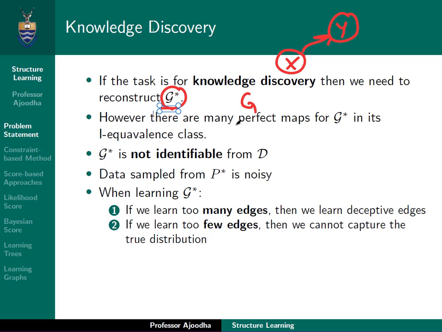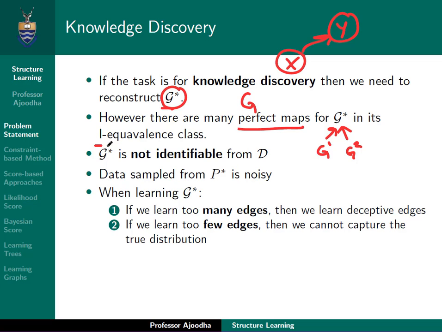from one of the first lectures we had, we said that there are many perfect maps for G star. And it's an I equivalence class. In other words, there are many other graph structures that are identical to G star, not perhaps in terms of their structure, but perhaps in terms of their density. In other words, they provide the same posterior distribution. They're modeling the same posterior distribution.